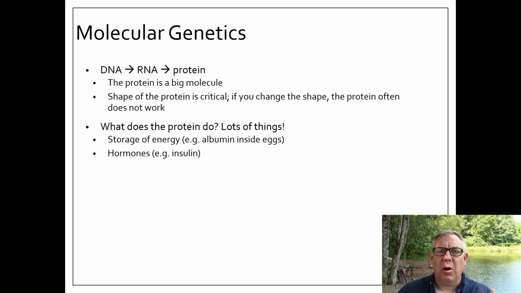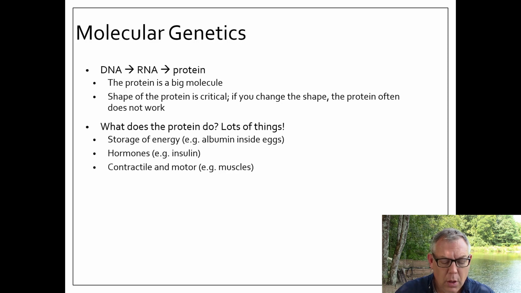Hormones. Hormones are chemical signals that travel around your body. And so something like insulin, that's a hormone that signals different cells, and insulin is a protein. Contractile and motor proteins: muscle. Muscle is mostly protein, and if you eat meat, you know this. Meat is muscle, and meat has lots of protein.